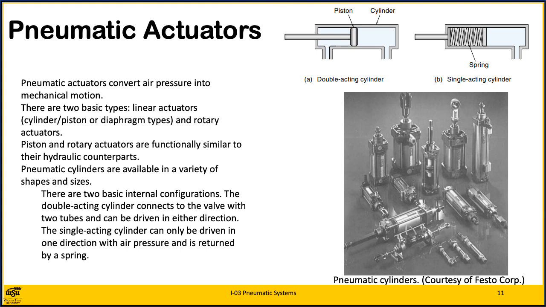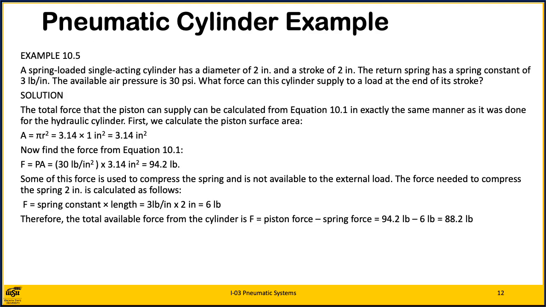Let's look at an example. A spring-loaded single-acting cylinder has a diameter of 2 inches and a stroke of 2 inches. The return spring has a spring constant of 3 pounds per inch. The available air pressure is 30 pounds per square inch. What force can the cylinder supply to a load at the end of the stroke?